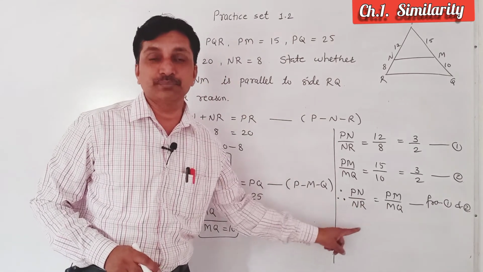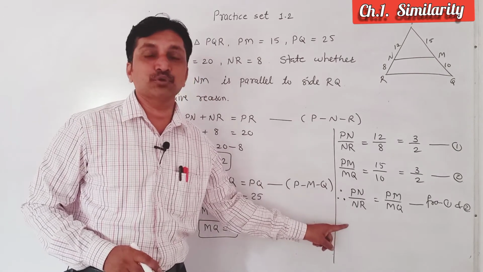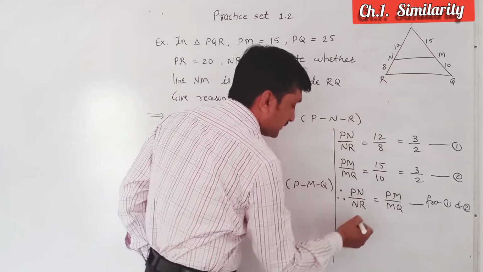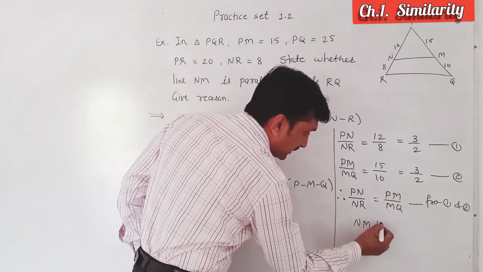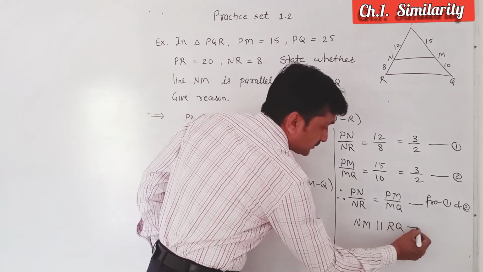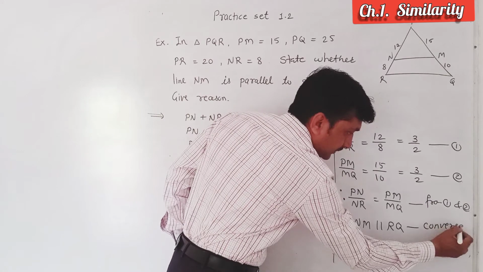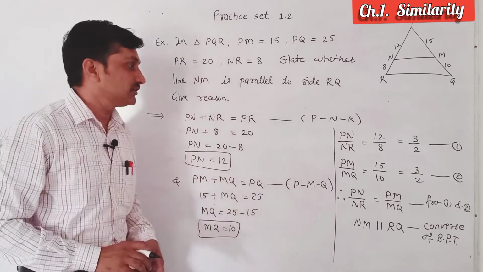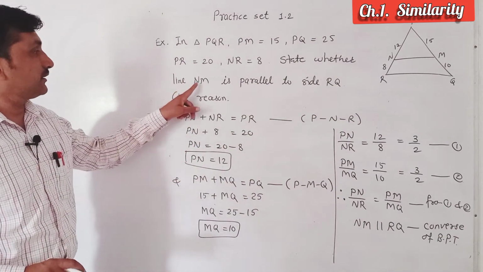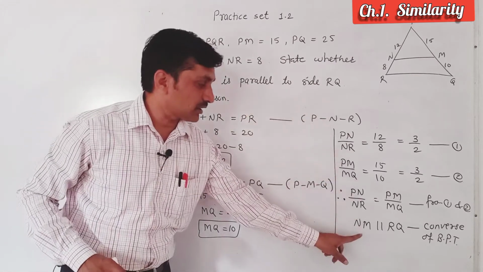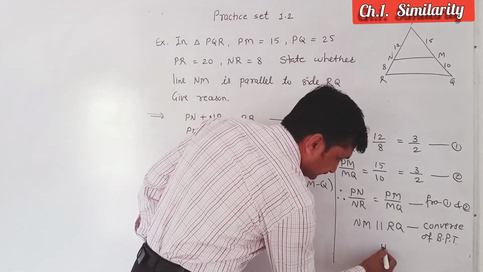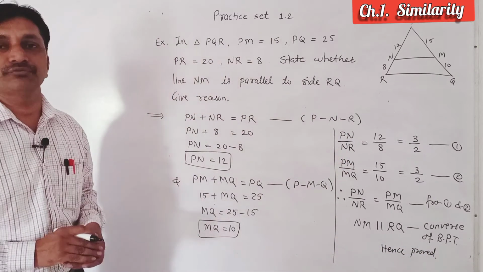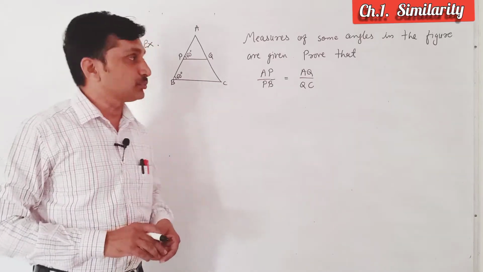Ratios are equal, sides are in proportion. If ratios are equal and sides are in proportion, then the line is parallel to a side. Which line? NM. Therefore, NM is parallel to RQ, and it is by the converse of BPT. It is the converse of the basic proportionality theorem, and that only we have to prove here. Line NM is parallel to side RQ, hence proved. This example is based on the converse of BPT. Now let's see the next example.